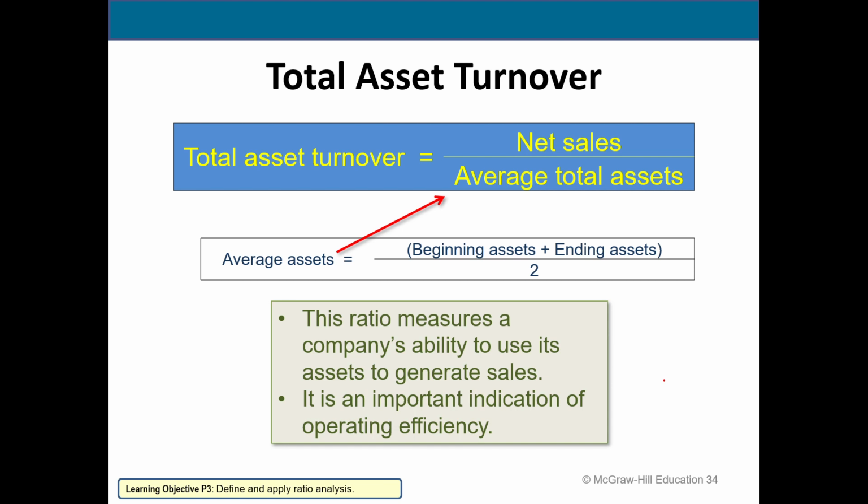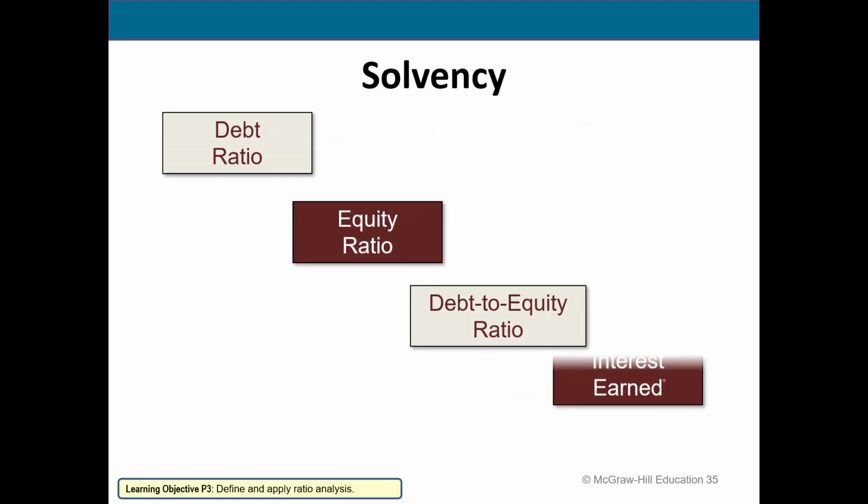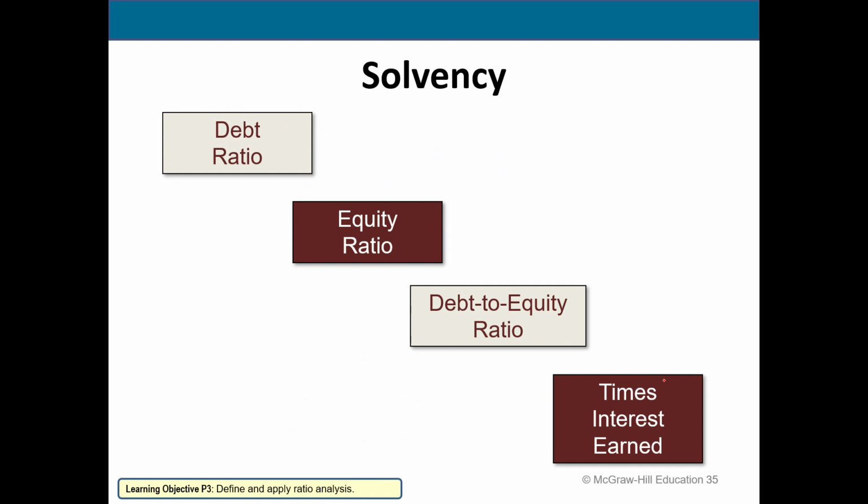Total asset turnover: we're looking at how we are using our assets to generate sales. What kind of assets are we investing in, and how do those contribute to increasing our net sales? We have this ratio to help us. We divide net sales by average total assets to calculate that ratio. And that will complete the liquidity ratios, and then we move on to solvency.